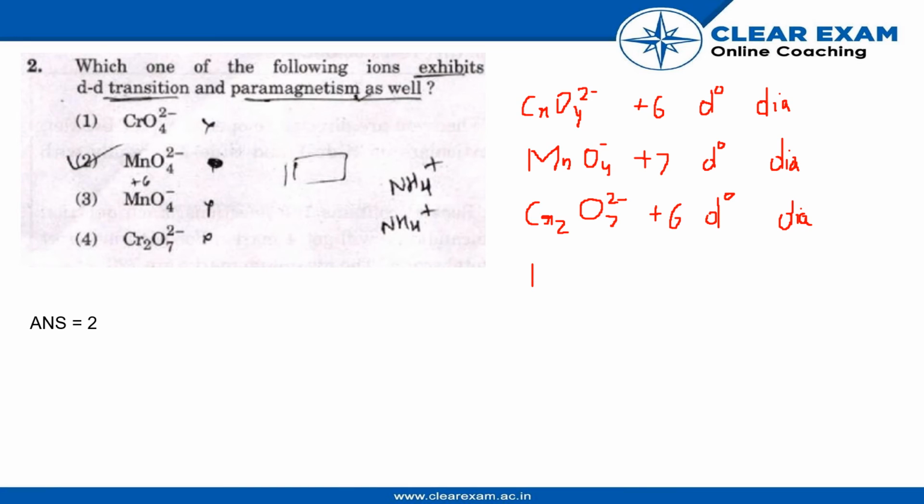Now in the last, let's check MnO4 2 negative. It has an oxidation state of +6 and from the electronic configuration, it has one unpaired electron in the d orbital. Thus, it is paramagnetic in nature. So MnO4 2 negative is the answer.